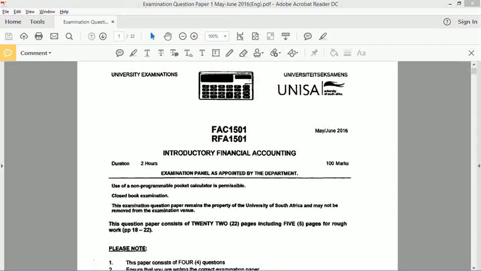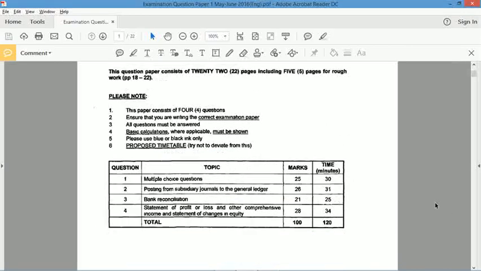I'm going to be taking you through another past paper. We're going to be looking at FAC1501, the May-June 2016 paper. Let's have a look at the questions we haven't covered yet.